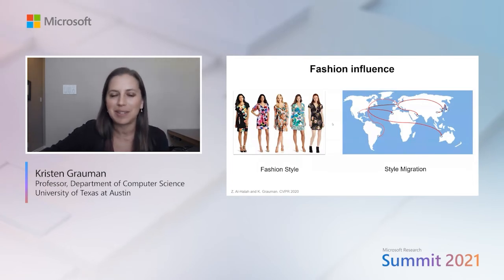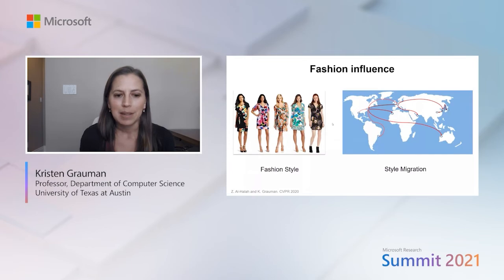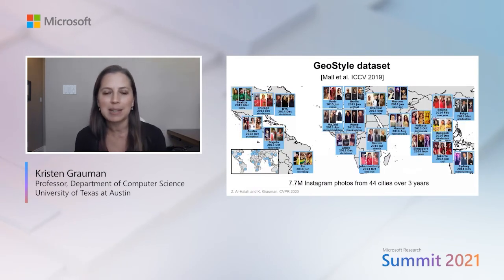So the question is how to do this and do it in a computational manner. So for this challenge, we're looking at a data set called GeoStyle. This has some 7 million photos, public photos from 44 worldwide cities, captured fairly densely over 3 years' time.